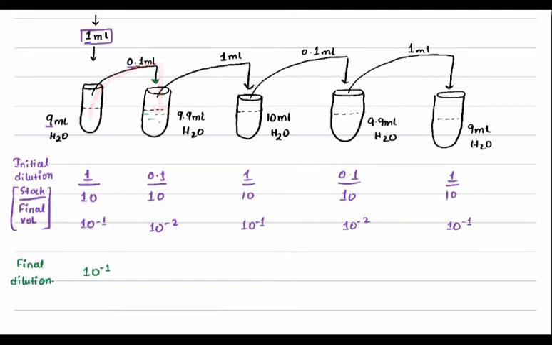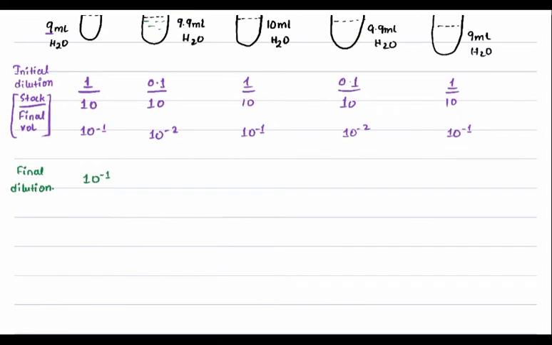So the final dilution would be different, and you need to multiply the initial dilution of the second one with the final dilution of the first one. And what do you get? You get 10 to the power minus 3. Right? Similarly, you need to multiply this to this, and the final dilution you will get 10 to the power minus 4.